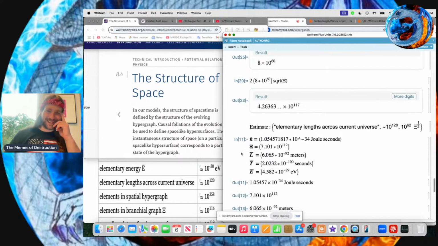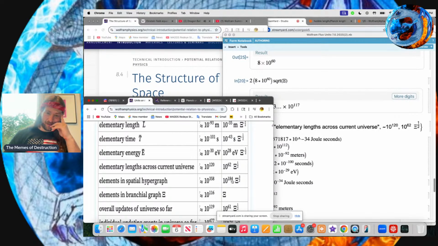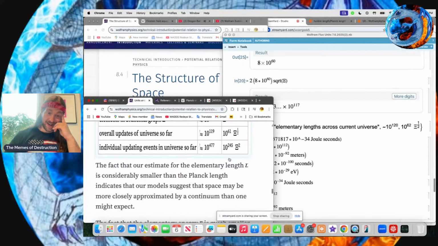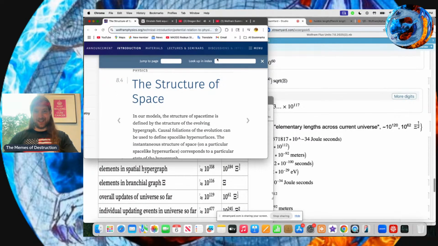All right, so we got that. All right, so our estimates there. Elements of spatial hypergraph. All right. Okay, where the heck do we get that 10 to the 184? I have no idea where that comes from. Crap. I need to search the book, don't I? Elements in spatial hypergraph.